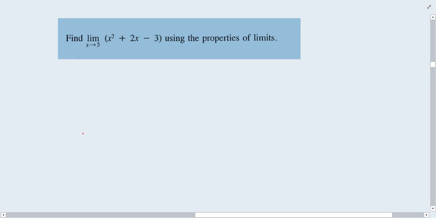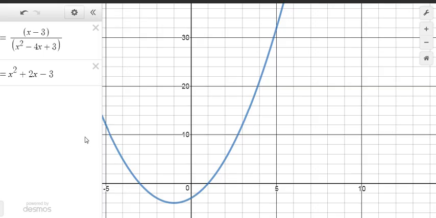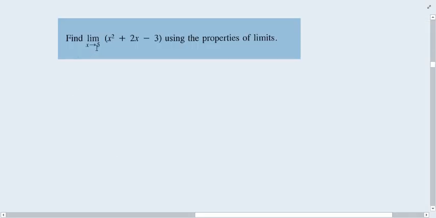So let's just go to Desmos and I want to show you this graph. Okay, so here's our graph, x squared plus 2x minus 3. And the question says, what is the limit of the function as the x values get closer and closer to x equals 5? Right? So we're looking for a limit.